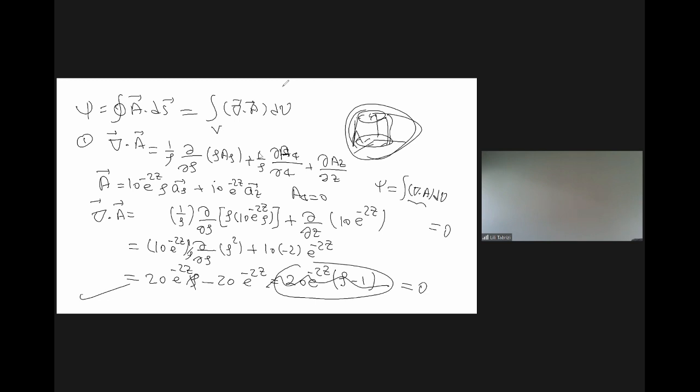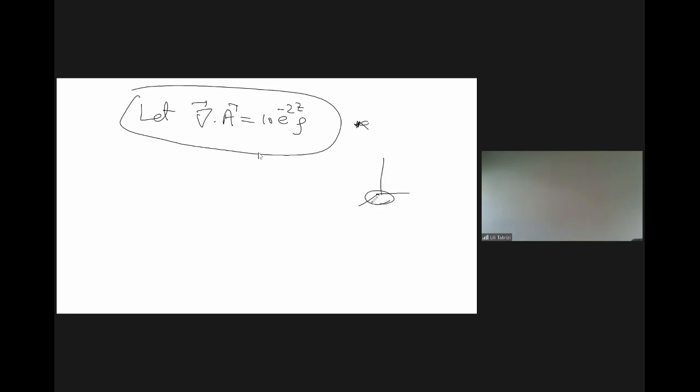So let's say divergence A is equal to 10 e to the minus 2z times rho. Okay, this is a different problem. Use the same cylinder. Use the right side of the divergence theorem, integral of divergence. Find flux. If you want to use divergence, you have to integrate over volume.